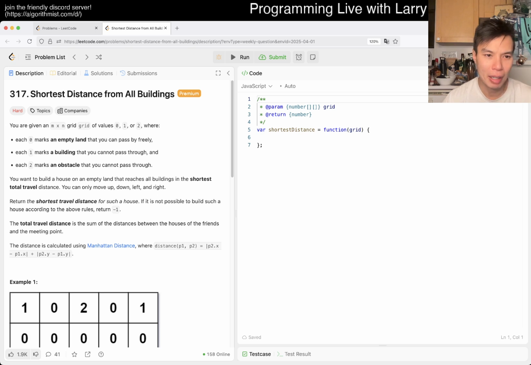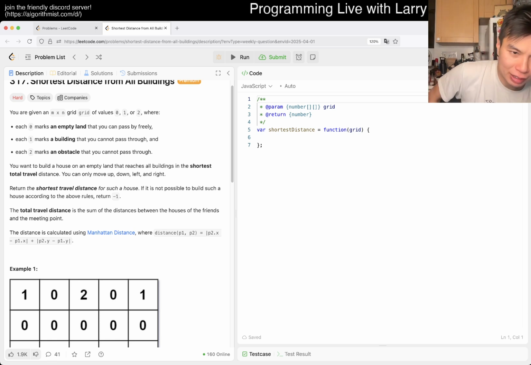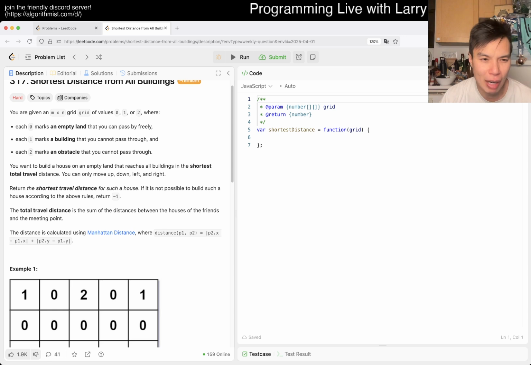What's the difference between a building and an obstacle? You both cannot. Okay, you want to build a house? Maybe there's more. You want to build a house on an empty land that reaches all the buildings in the shortest total travel distance. You can only move up, down, left, and right. Return the shortest travel distance for such a house. If it's not possible to build such a house according to the above rules, return -1. The total travel distance is the sum of the distances between the houses, right?